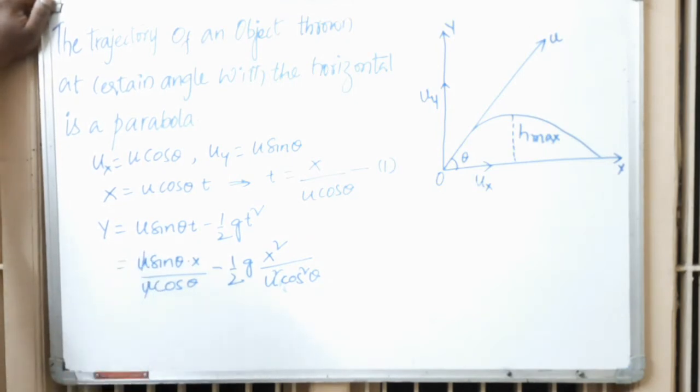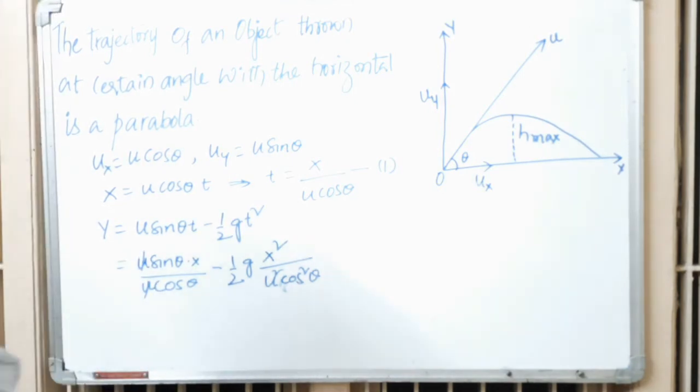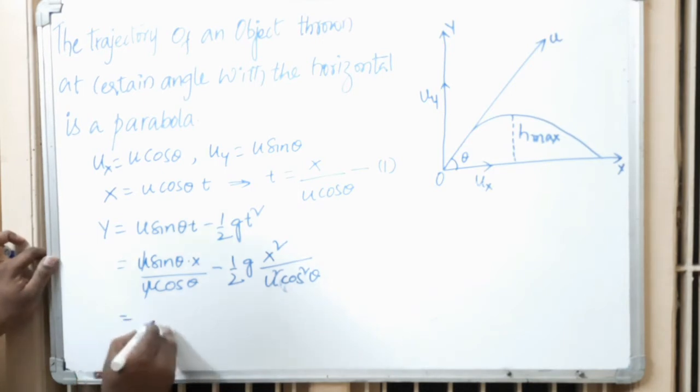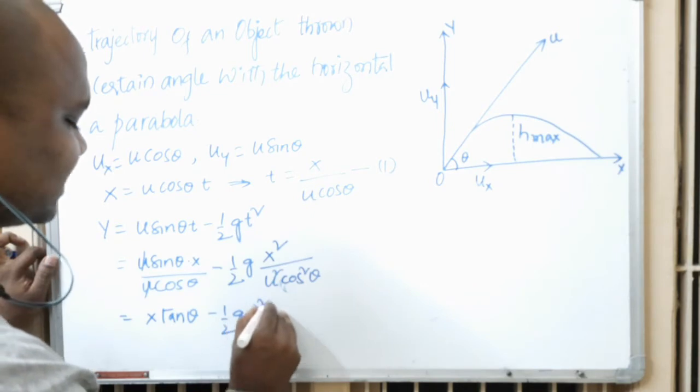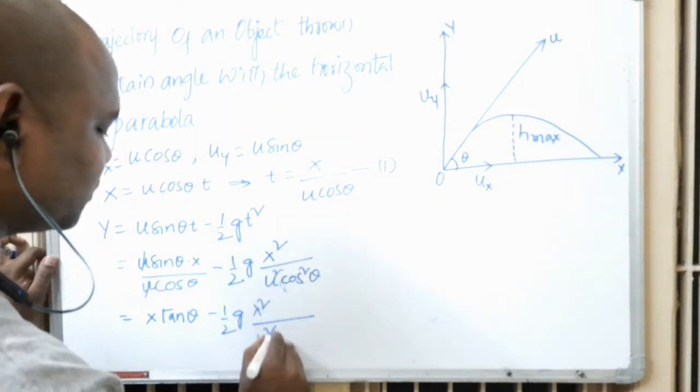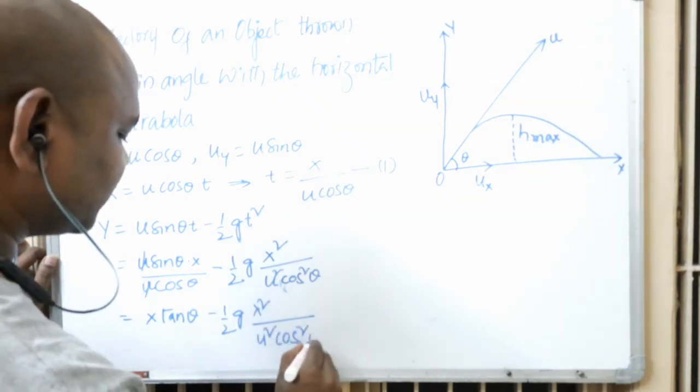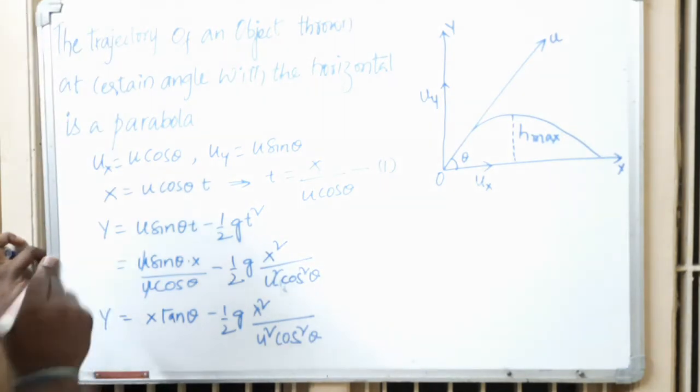This u will be cancelled. Okay, so we will get, so we'll write x here, and next sin theta by cos theta is tan theta minus half g x square by u square cos square theta, that is y is equal to.